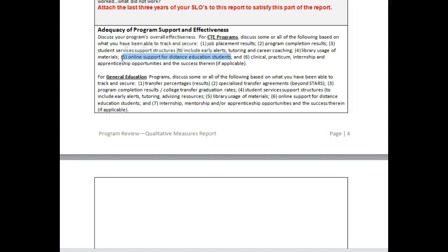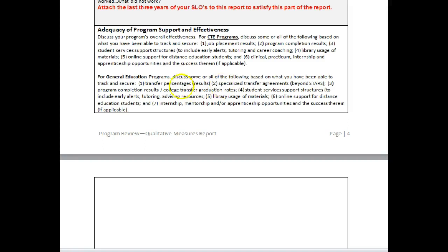That's really important. So in this section, whether we're talking about Gen Ed or whether we're talking about CTE, you're not just reporting data. The program review is not just about a data dump. You're talking about effectiveness. So if you say your program completion rates have increased, you want to talk about, well, how? What have you done to help them increase? It's not just reporting that they've increased.